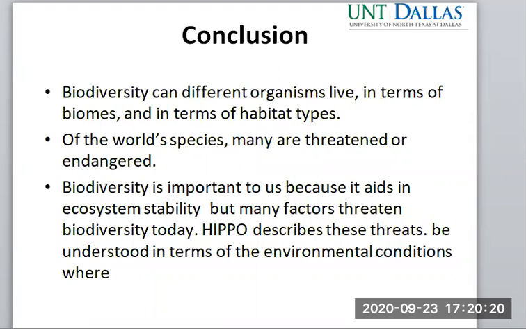So concluding today's chapter, we can say that biodiversity can be described in terms of the different organisms that live in biomes, in terms of habitat types, and also of the world's species. Many of the species are threatened, endangered, or at risk of becoming endangered. Biodiversity is important to us because it aids in ecosystem stability, but many factors threaten this biodiversity today. HIPPO describes how these threats can be understood in terms of the environmental conditions.